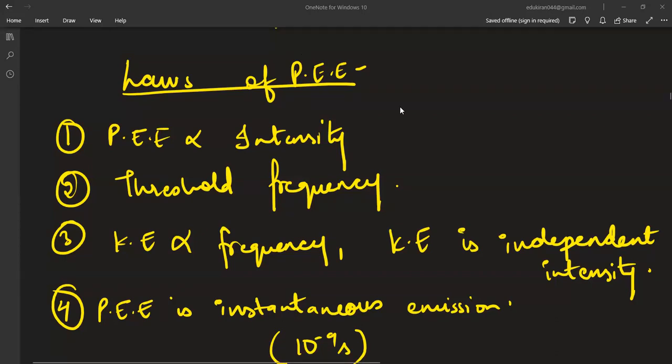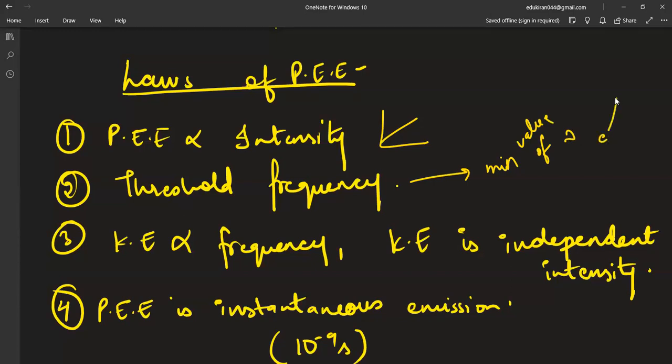Now coming to the laws of photoelectric effect. Photoelectric current is directly proportional to intensity. This graph which we had seen, the directly proportional one, is known as the first law of photoelectric effect. Then the definition of threshold frequency: this is the minimum value of frequency that is required for electrons to be ejected from the metallic surface. So this becomes the second law, that there has to be a minimum value.